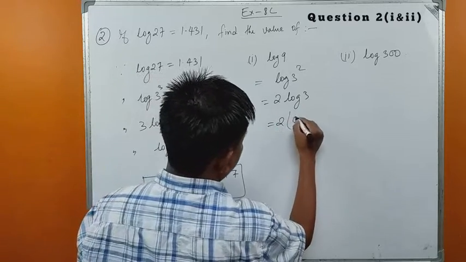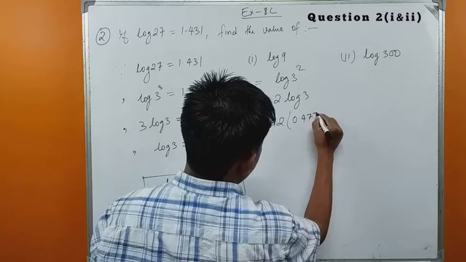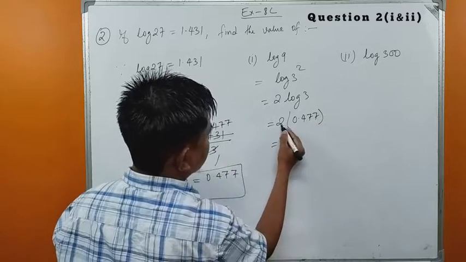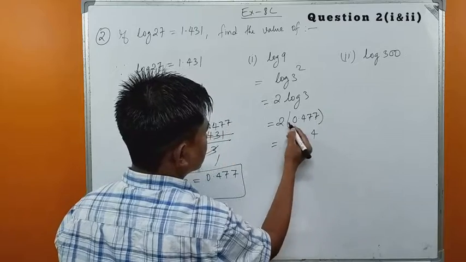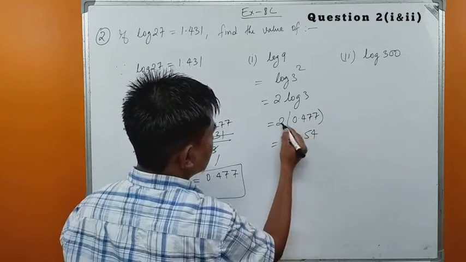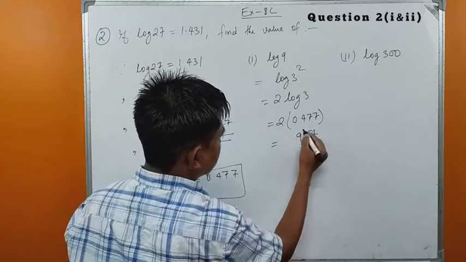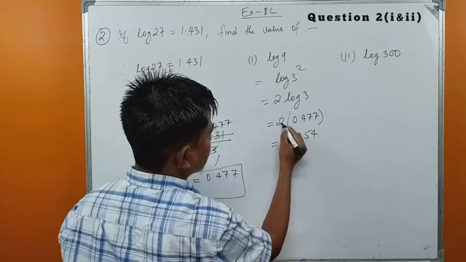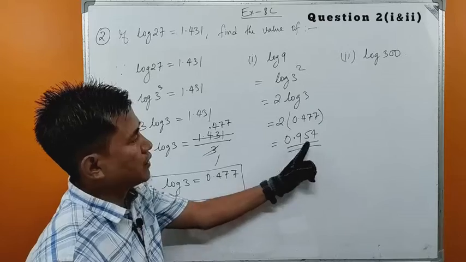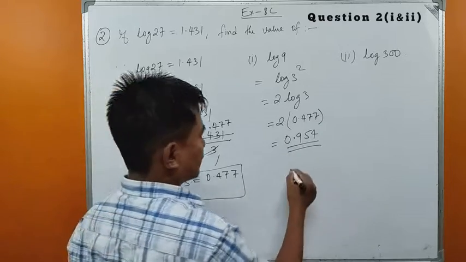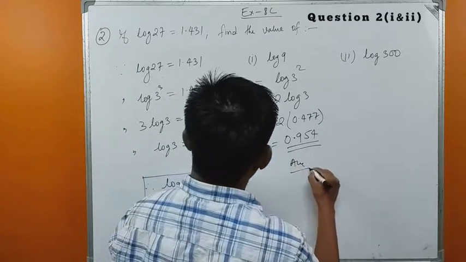So you write 0.477 instead of log 3. So we multiply with 2. 2 7s are 14, 4, 1 in hand, 2 7s are 14, plus 1 15, 2 4s are 8, plus 1 9. This decimal point we write here, 2 zeros are 0. So the value of log 9 is 0.954. Okay, so this is the answer for question number 1 of 2.